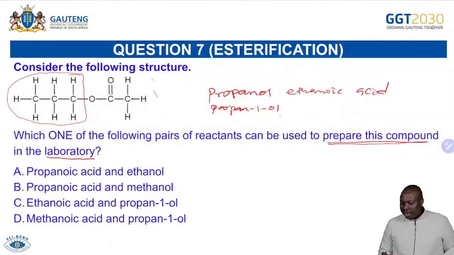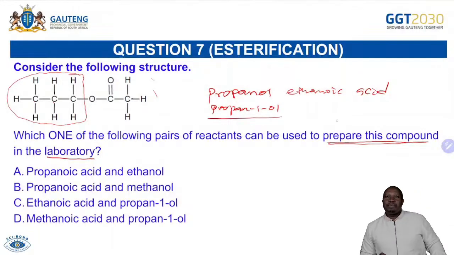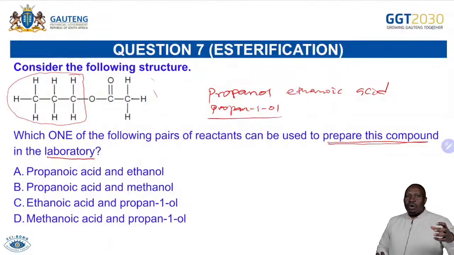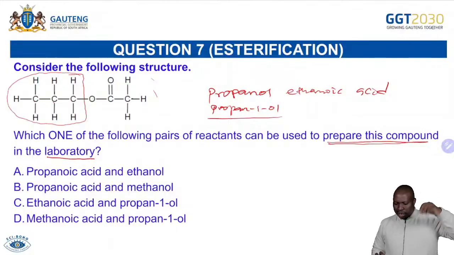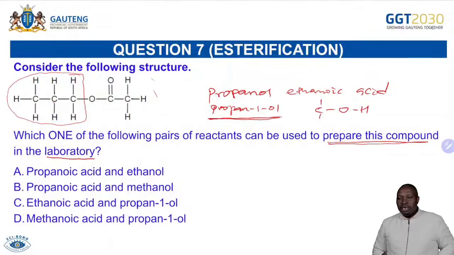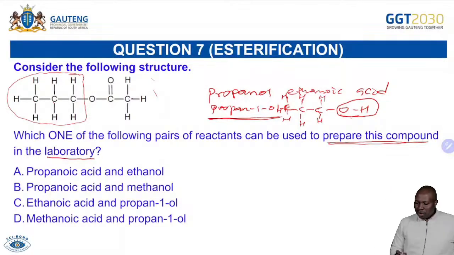Propan-1-ol. Remember, it's a primary alcohol. Why are we calling it a primary alcohol? We're saying the OH, or the hydroxyl group, is on a carbon that is bonded to one other carbon. That's how we define our primary alcohols. So that's how we are saying this is primary. It is primary because the carbon that is bonded to the OH is bonded to one other carbon.